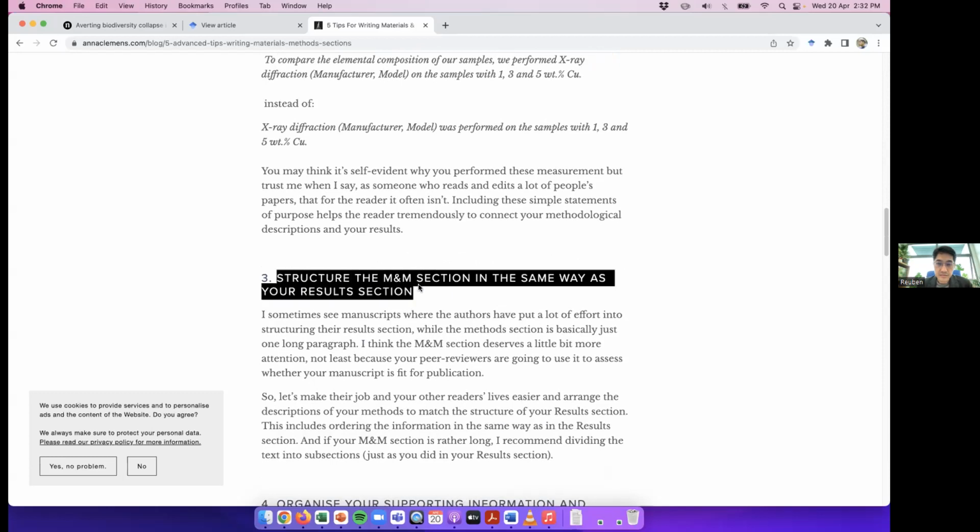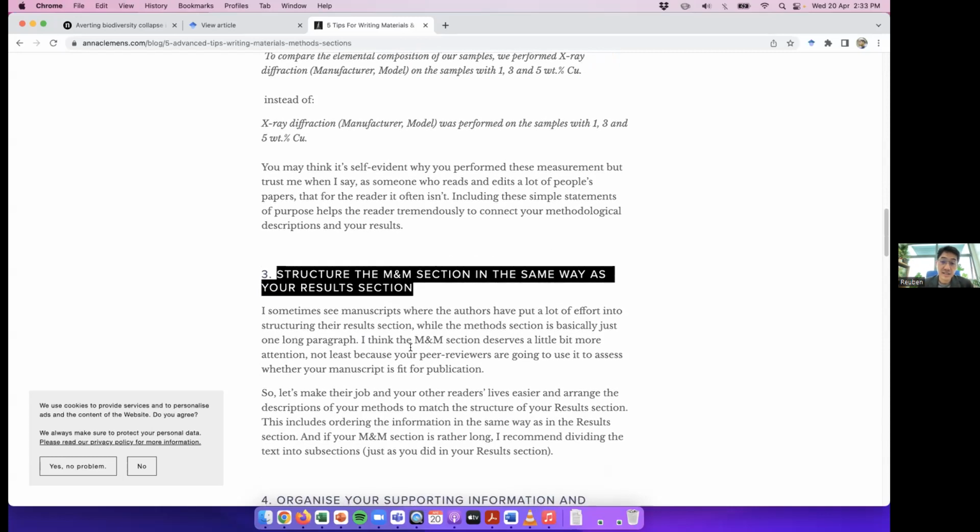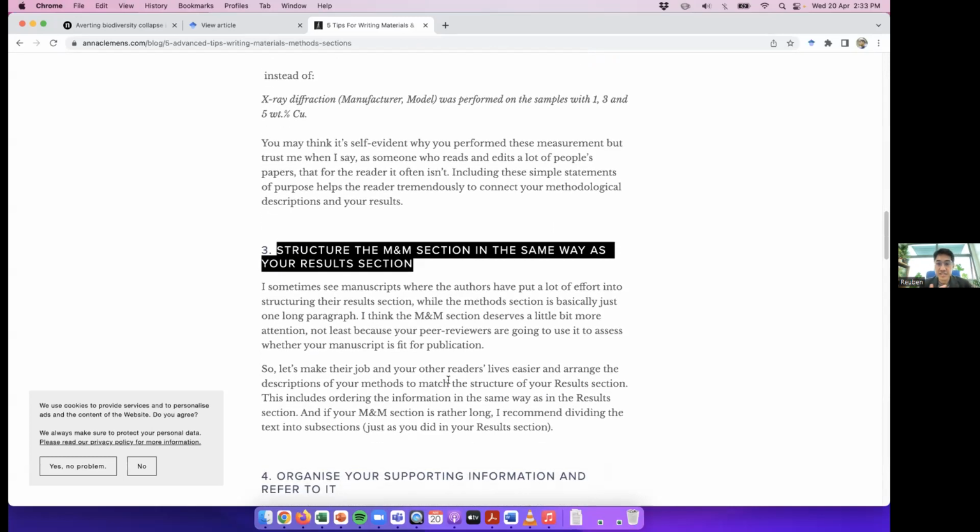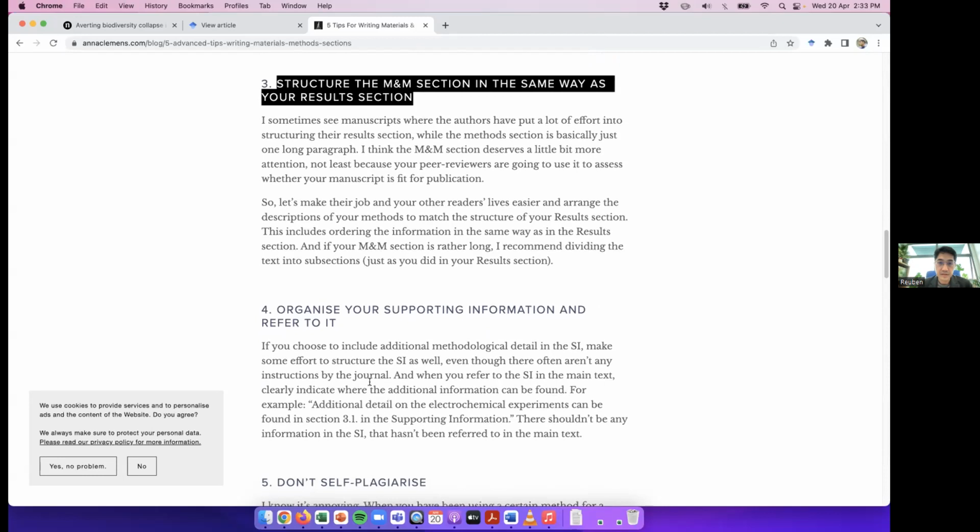Structure the materials and methods section in the same way as the results section. Whatever you put in materials and methods should be like a scaffold template for your results section, so it's easier for the readers to follow. All your subsections in materials and methods should follow what's happening in your results as well. It's a great tip here.